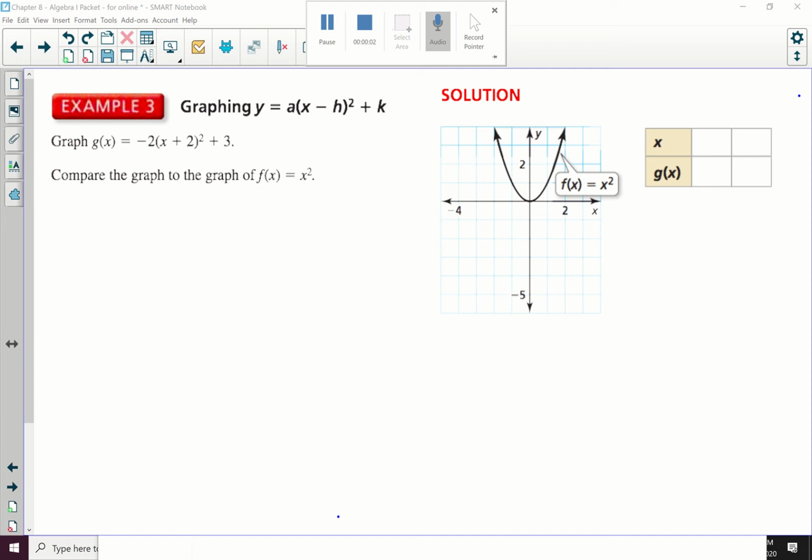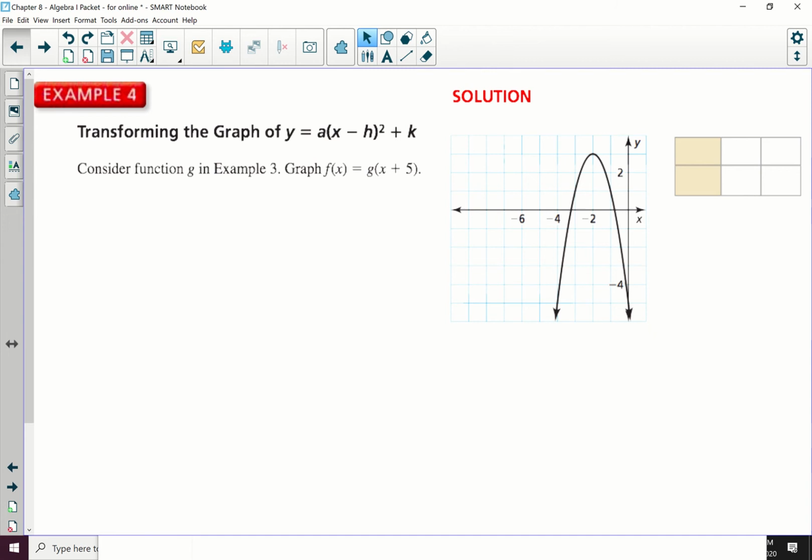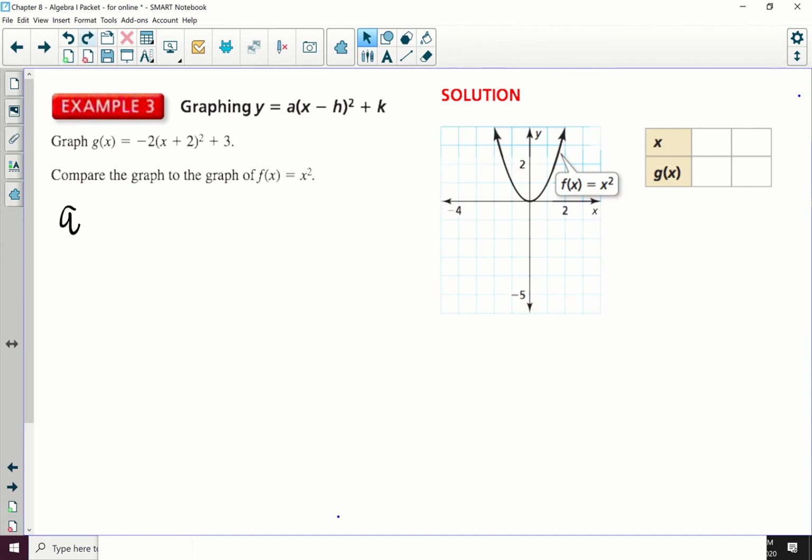Alright, so here's example number 3. We're going to graph this quadratic function here, but first let's identify the different parts of this quadratic. What we have next is a is equal to negative 2, h is equal to negative 2 before substitution, and then we have k is equal to positive 3. What do each of these three mean?